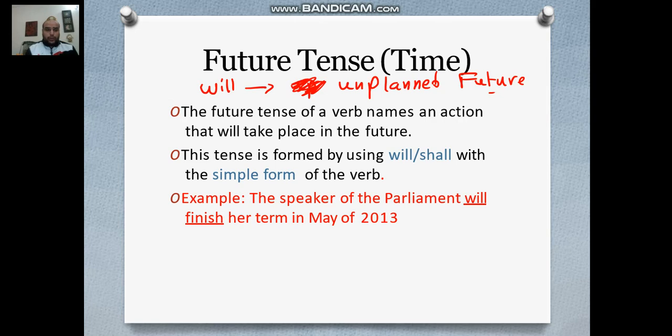If you're going to talk to a British person, with the Americans, they don't care, okay? They're going to use will all the time. So if you're going to talk to a British person and you're going to say, I'm going to study in that school, for example, he's going to understand that you have planned to do so. If you're going to say, I will study in that school, he's going to say, but why didn't you plan for it? Okay? He knows that if you use a will, you're not planning to do that thing.